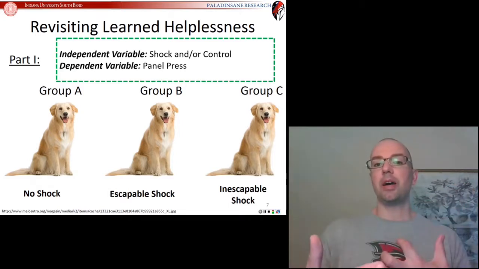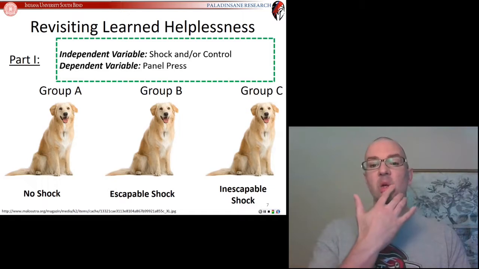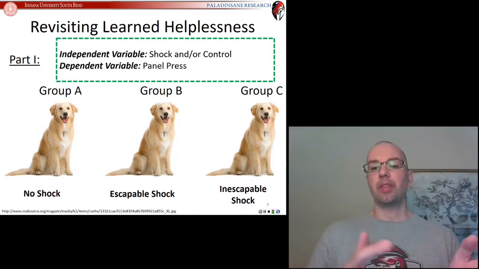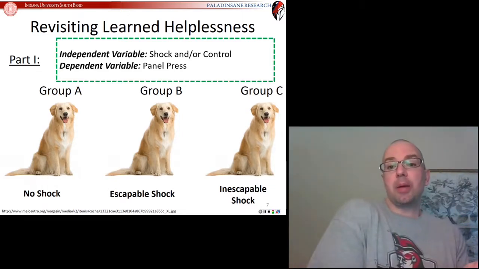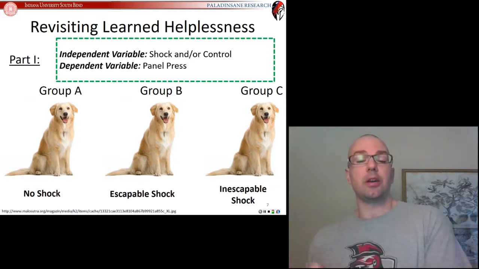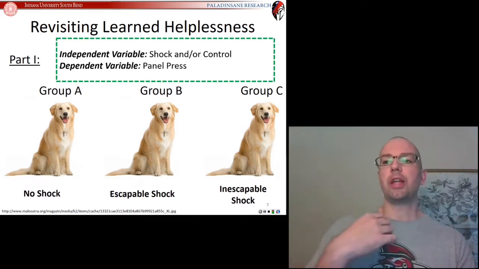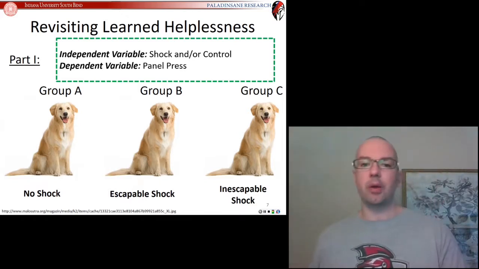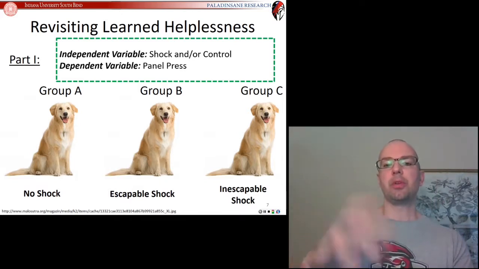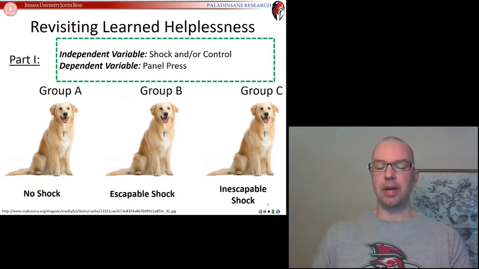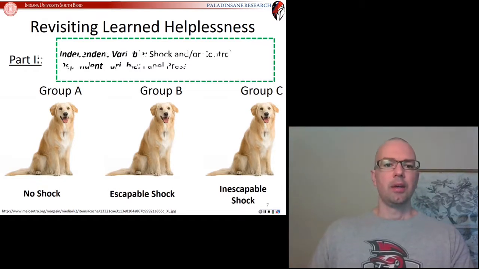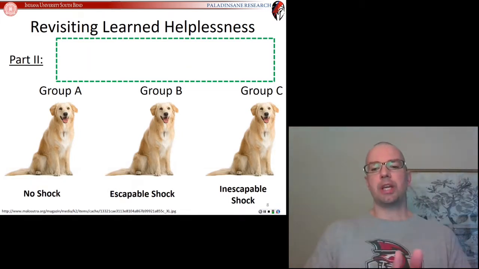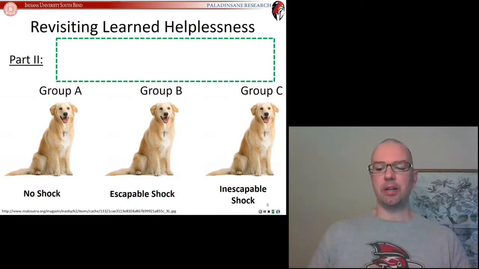So the dependent variable was whether they would press the panel, how quickly they would press the panel. That was the thing that could vary. Some dogs might press it quickly, some dogs might not press it at all, but that was measured and allowed to vary freely. So the dogs were allowed to press the panel whenever they wanted, and the experimenter would simply measure that panel press.